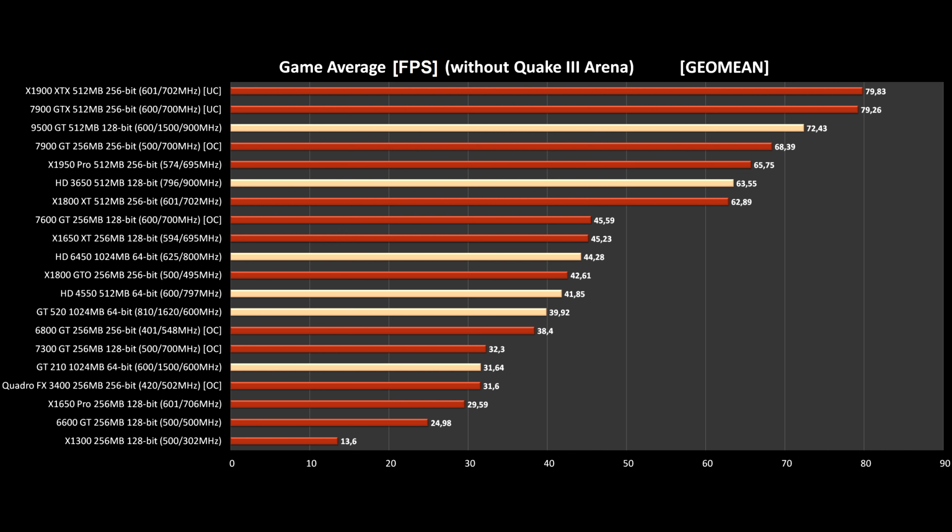Lastly, we have high-end with over 60 FPS average score. X1800 XT opens this group with 2 DirectX 10 mid-range offerings, the HD 3650 and 9500 GT. High-end DirectX 9C cards like X1950 Pro, 7900 GT, 7900 GTX and X1900 XTX are all faster than them.